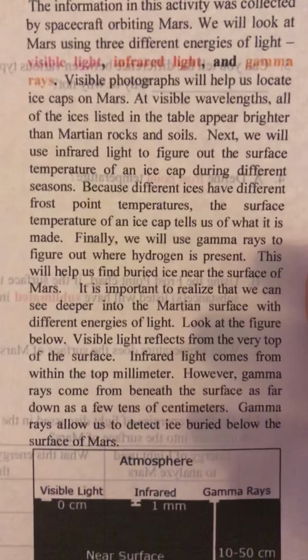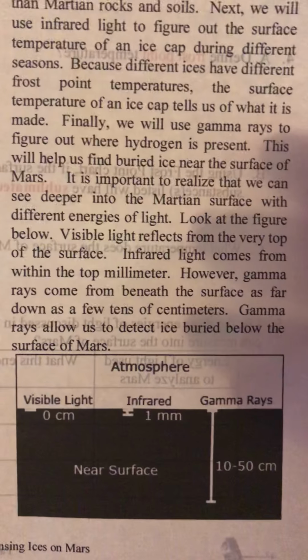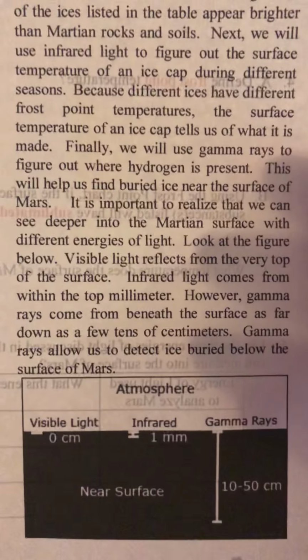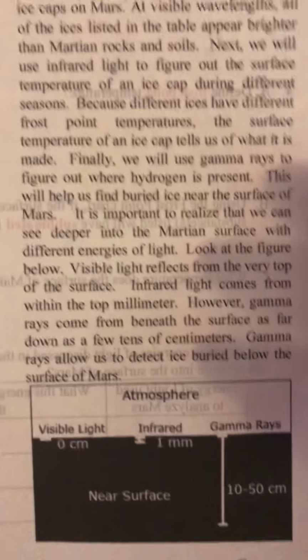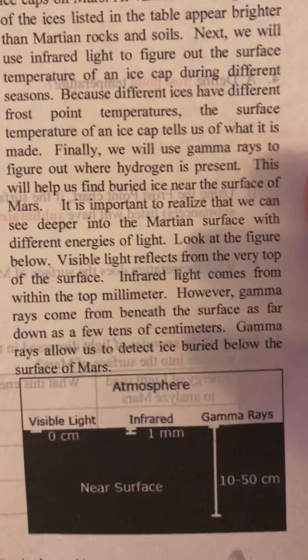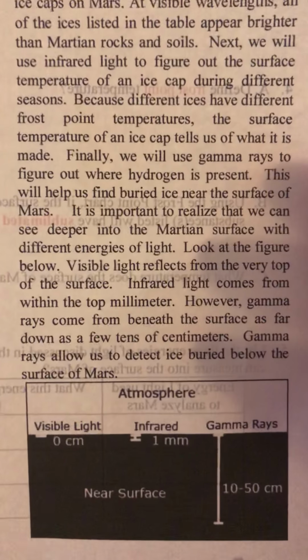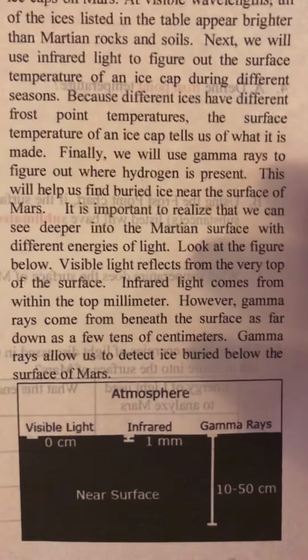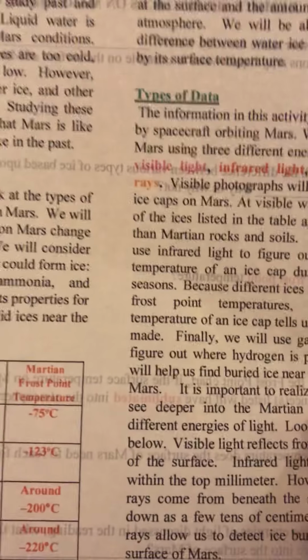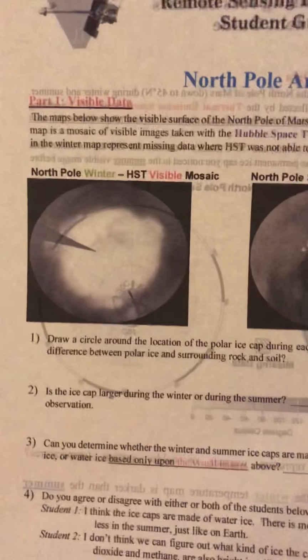So if the temperature gets that cold or colder, we see the presence of those ices. The last type of data, the gamma rays, can penetrate deeper into the Martian surface, and so they show us the presence of hydrogen, which is present in water ice, not carbon dioxide ice. They show us the presence of hydrogen, which can be subsurface, because on Mars, ice can exist subsurface.